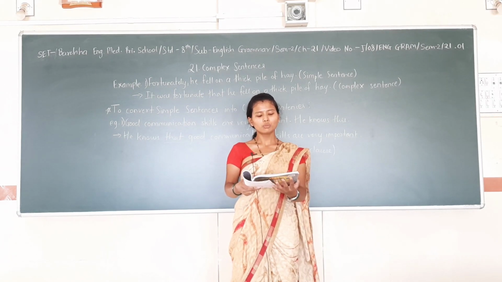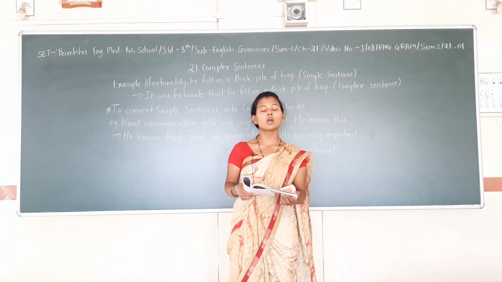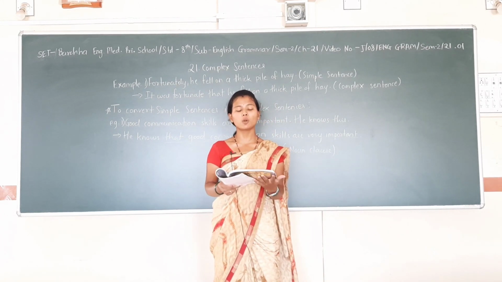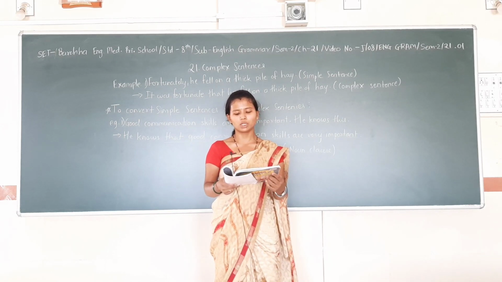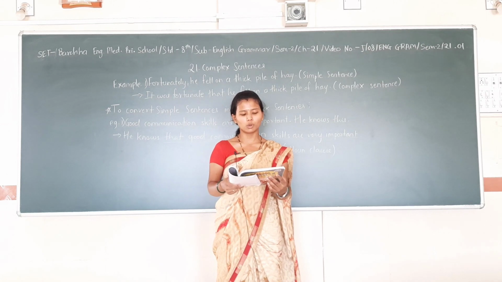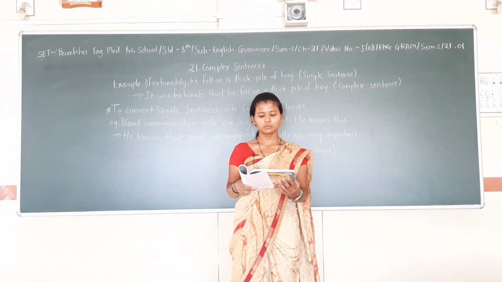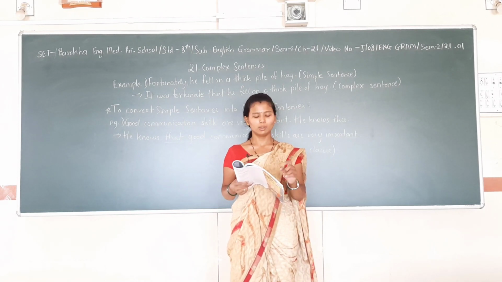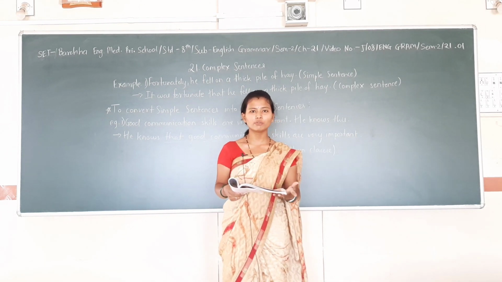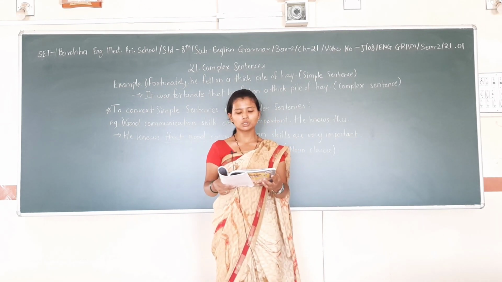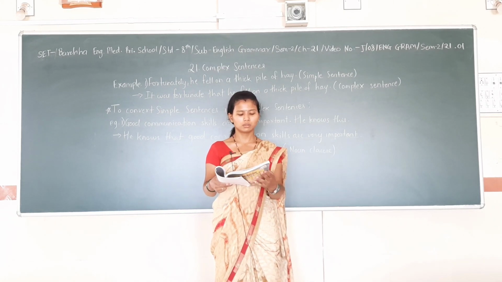Now see how to form complex sentences, how you can change a simple sentence into a complex sentence. To form a complex sentence, you have to create one main clause and one or more subordinate clauses and join them with subordinators. There should be one main clause and one or more subordinate clauses, and you join them with the subordinators.